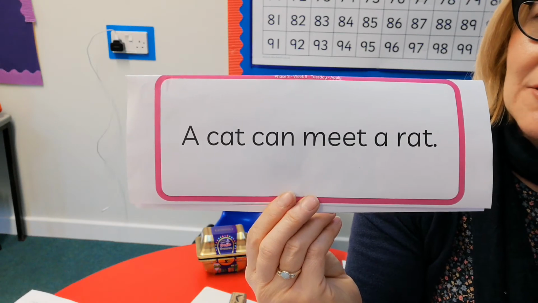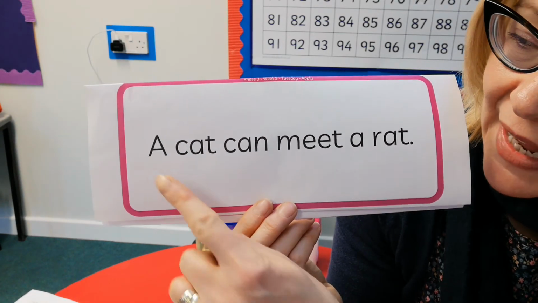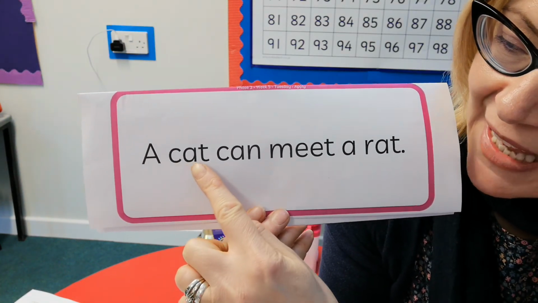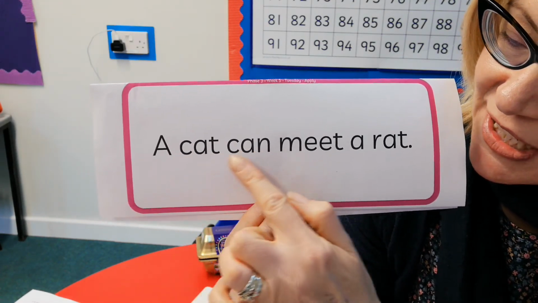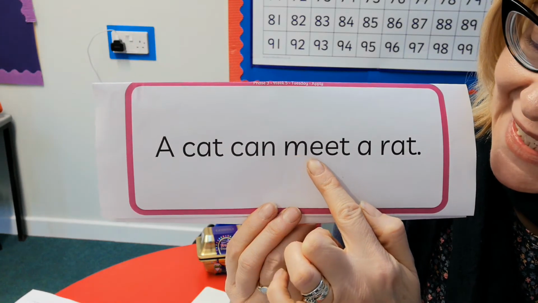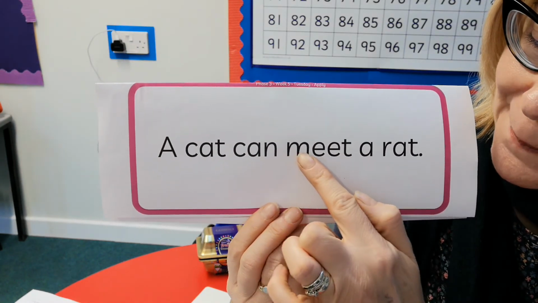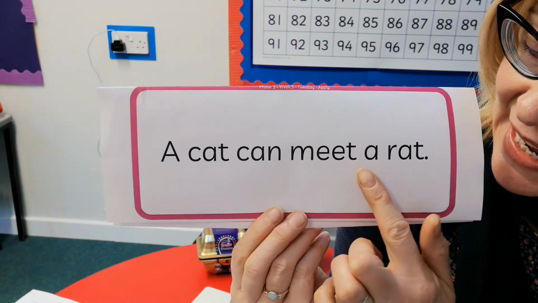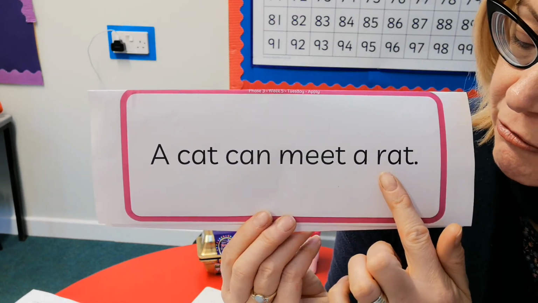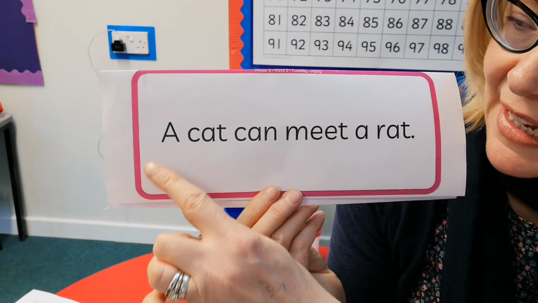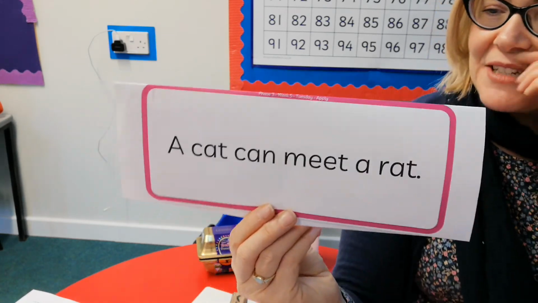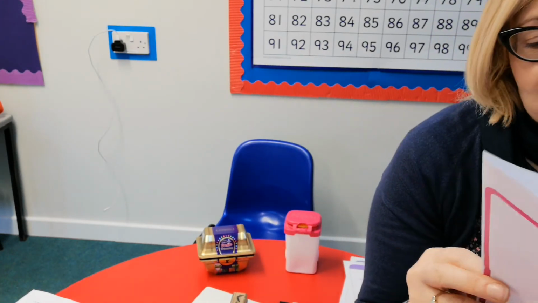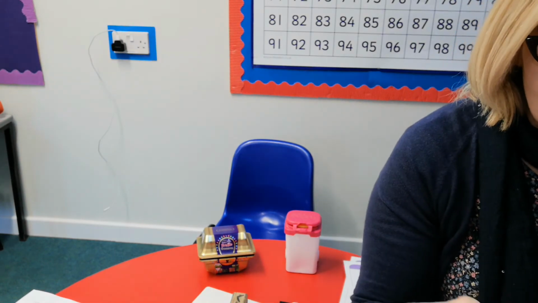Okay, hopefully you've had a go at reading this by yourself. Let's do it together now. A cat can eat meat with the digraph of the day. A rat. A cat can meet a rat. Sure, a cat can meet a rat. That's no problem. I don't know if they get on very well, but they can certainly meet.